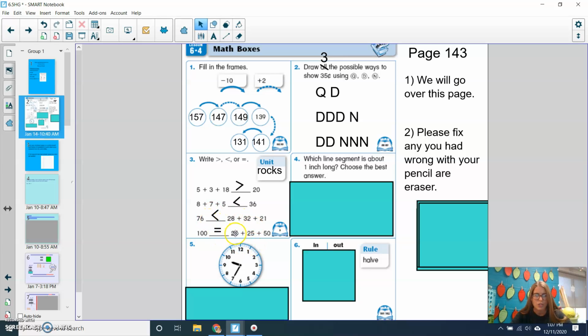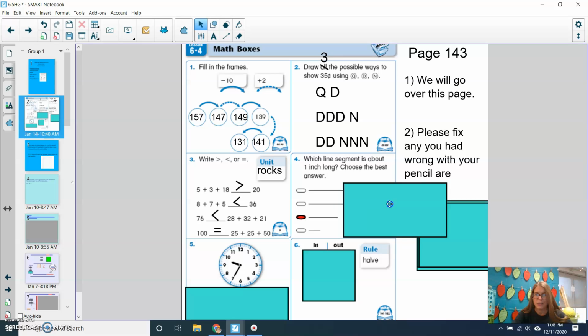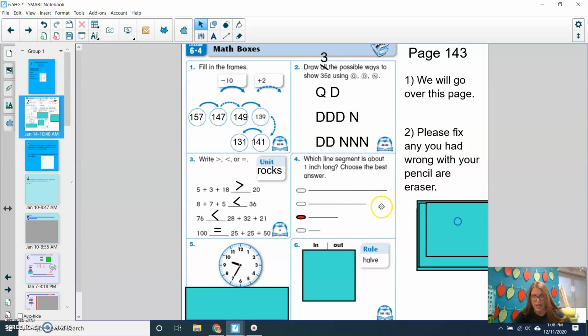And then for my last one, 25 plus 25 is equal to 50. 50 plus 50 equals 100. So 100 is equal to 100. For question 4, which line segment is about 1 inch long? And you should have chosen the third one.